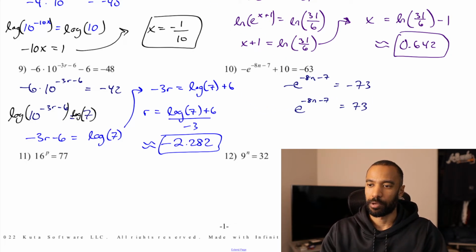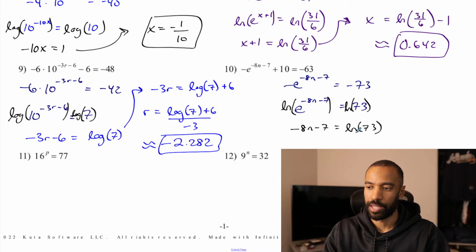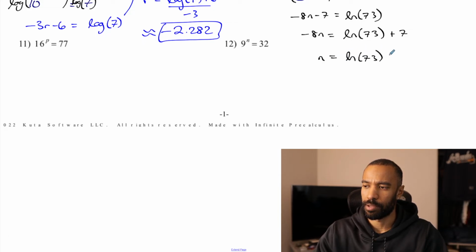Now we can natural log both sides. And now we'll have negative 8n minus 7 equals natural log of 73. So you can see the problem is going to be a lot like the previous one where you've got to make sure you group things correctly. I'm not going to need to show that in the calculator necessarily if you were good on number 9. So I hope you're good there. So natural log of 73 plus 7 all divided by negative 8.